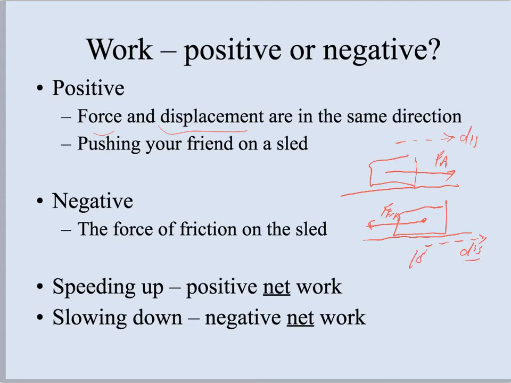Well, this angle is 180 degrees, and the cosine of 180 is -1. So that would give you a negative answer if you were trying to solve for the work. So anytime you have a situation where the force is in one direction and the displacement is opposite that, that's negative work. But when you have force in one direction and displacement in the same direction, that's positive work. So speeding up, the overall net work would be positive, and slowing down, the overall net work would be negative.